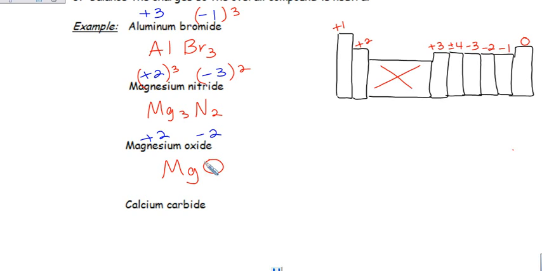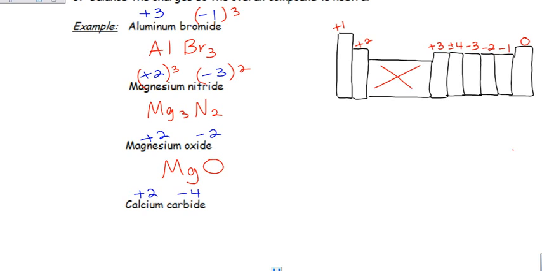Or like the last one. If carbon is the first element, then you'd probably use it as the +4. If carbon is in the back, it's probably the -4. And here, the ending has changed. Instead of carbon, it's carbide. So calcium is again +2. Carbide would be the -4 version of carbon.